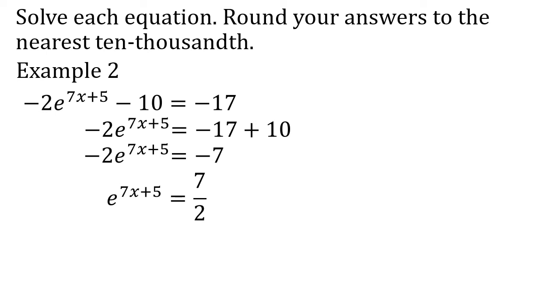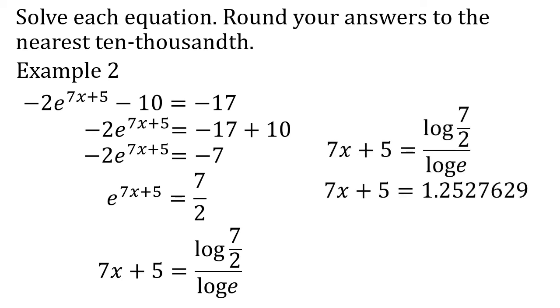And then use logarithms now. Our numerator will be log 7 over 2, and our denominator will be log e. So this will become 7x plus 5 equals log 7 over 2 divided by log e. Then you can get the quotient of log 7 over 2 divided by log e using a calculator. You're going to get 1.2527629. Do not round your answer first to the nearest ten-thousandth, because that is not yet our final answer.